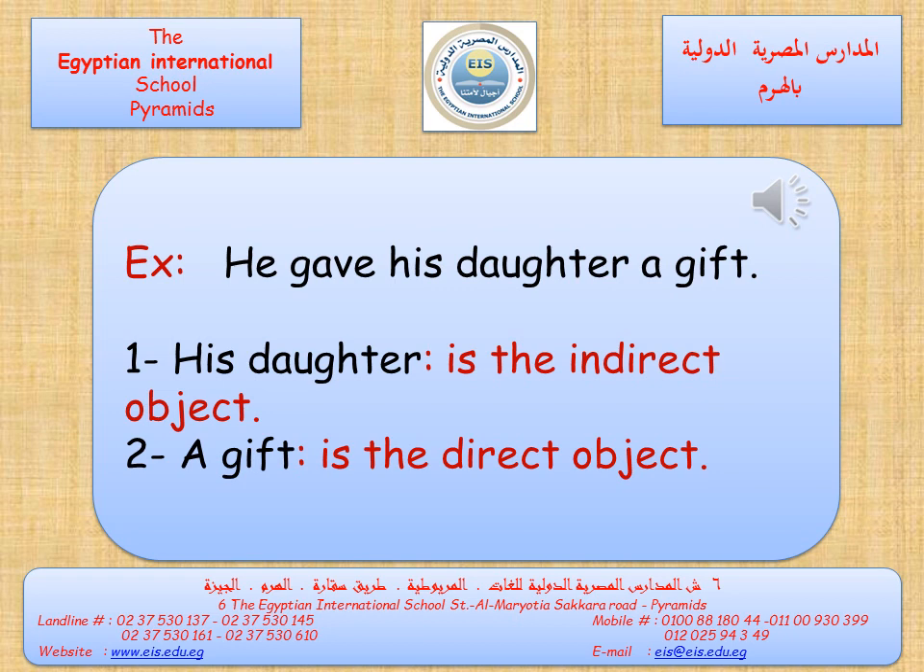Now let's move to the direct object, which is, yes, it is a gift. A gift is the direct object. Again, a gift is the direct object. Why is a gift a direct object? Simply because it's not a person, it's a thing or object. So this is why a gift is the direct object.